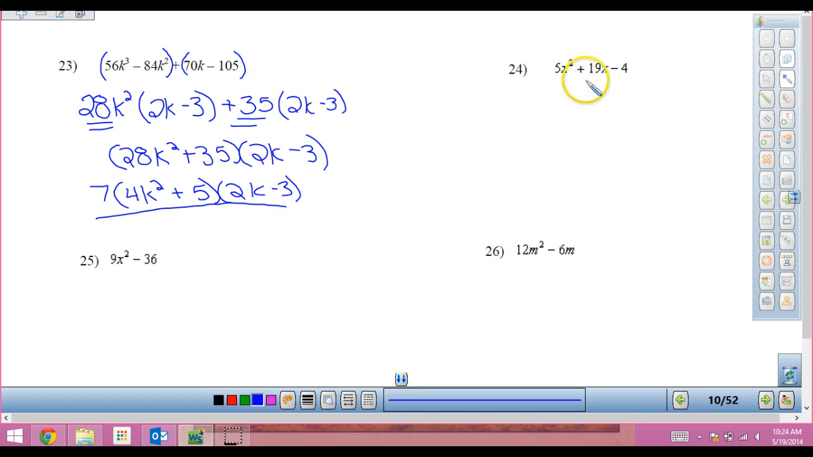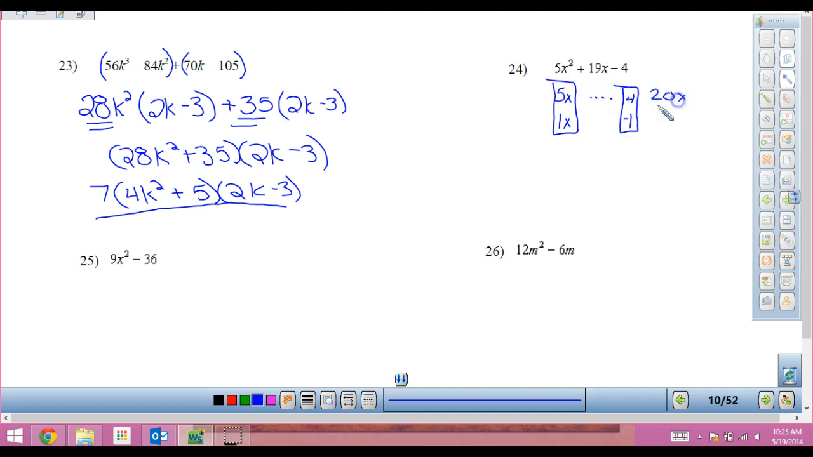Okay, so now in 24, we have something in front of my x squared again, so I need boxes. I'm going 5x and 1x, negative 4. We know it can be negative 4 and 1. It could be 4 and negative 1. It could be 2 and 2. We don't know. But we know that if we multiply 5 times 4, we're going to get 20, which is going to be close to that 19. Okay, and we want it to be positive, so let's go positive 4, and then we've got negative 1, and let's see where it gets us.